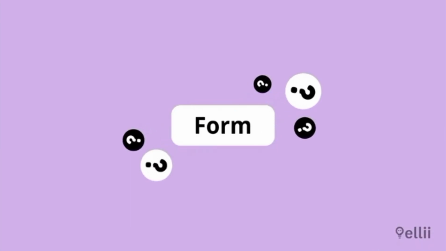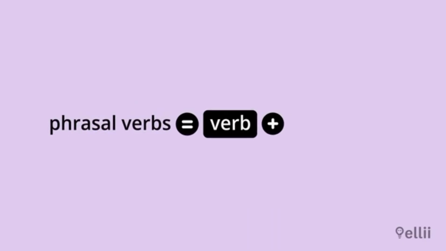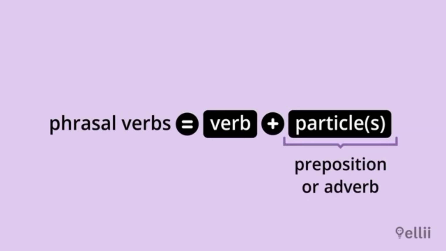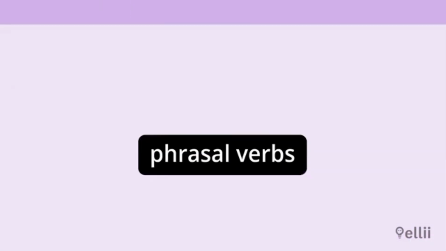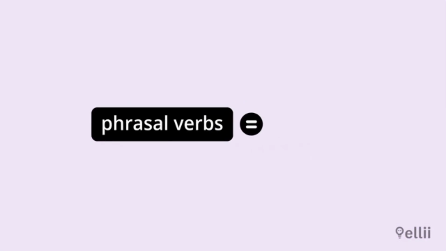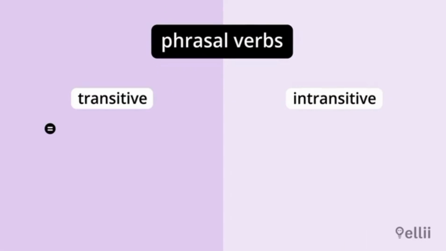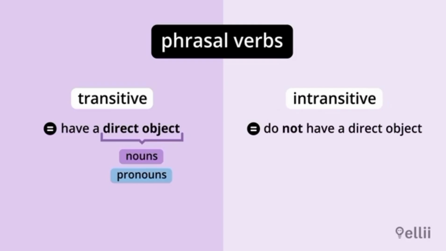How do we form phrasal verbs in English? A phrasal verb contains a verb and one or more particles. A particle can be a preposition or an adverb. What are transitive and intransitive phrasal verbs? Like all other verbs in English, phrasal verbs can be transitive or intransitive. Transitive phrasal verbs must have a direct object. Direct objects can be either nouns or pronouns. On the other hand, intransitive phrasal verbs do not have a direct object.